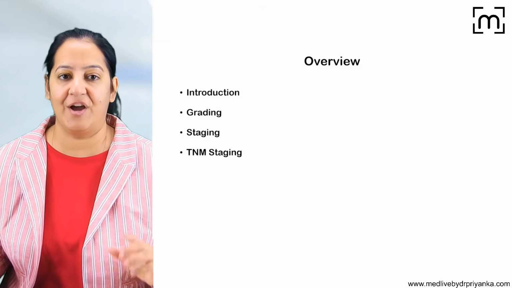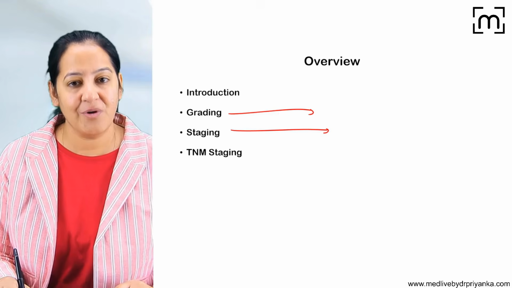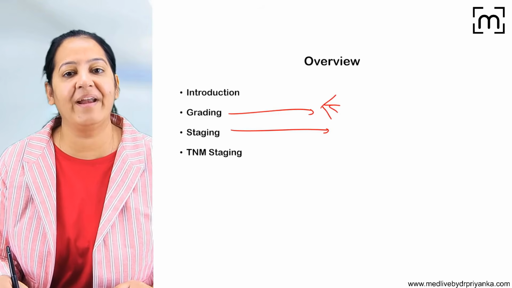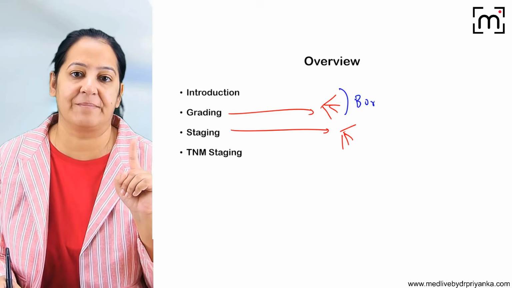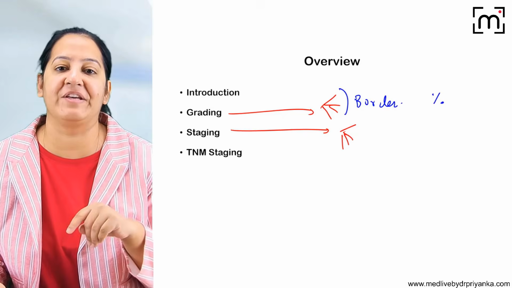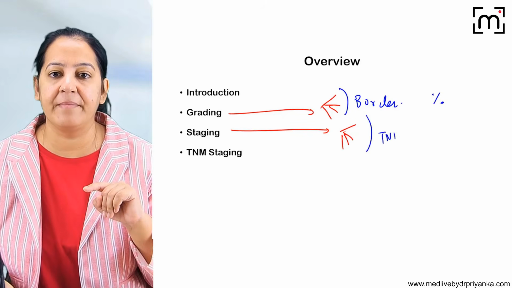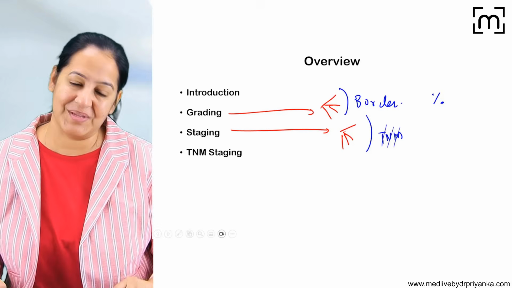So that is the staging. I hope you got it. I hope you got how to decide the grade and how to decide the stage. Here also we have grade 1, 2, 3, 4. Here also we have stage 1, 2, 3, 4. For grading, I told you the Broders system, in which we decide the grade based on the percentage of anaplasia. And here I told you TNM, in which we decide the stage based on the T, N, and M combination. So that's all about it.